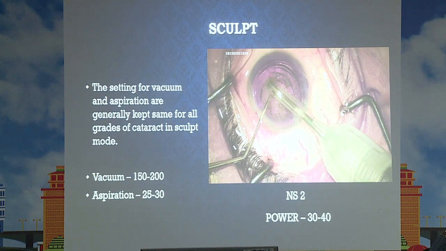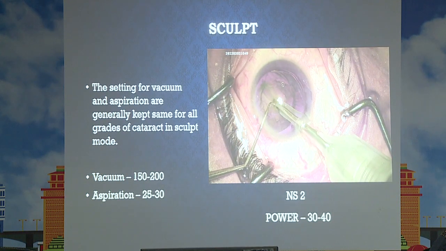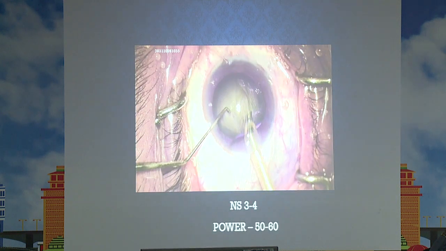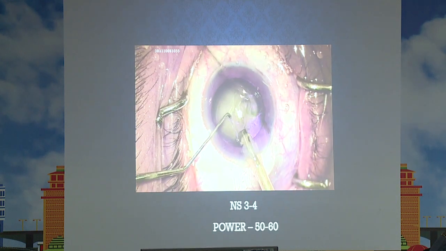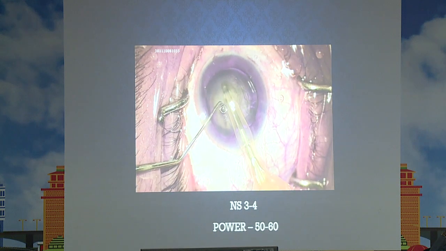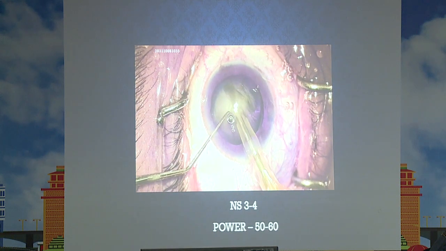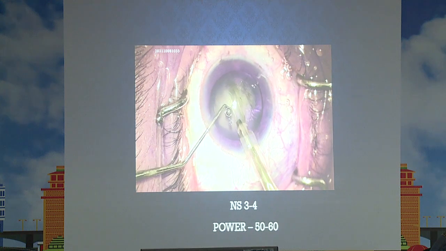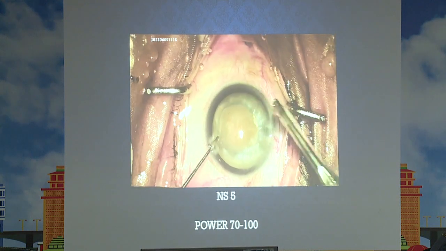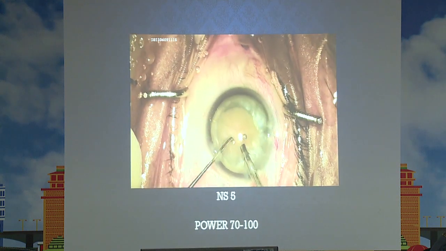In NS2 cataract, a power of 30 to 40 is more than sufficient. In NS3 to 4 cataract, a power of 50, 60 or sometimes 70 may be required depending on the grade of cataract hardness. And in an NS5 cataract, a power of up to 100 may be required.